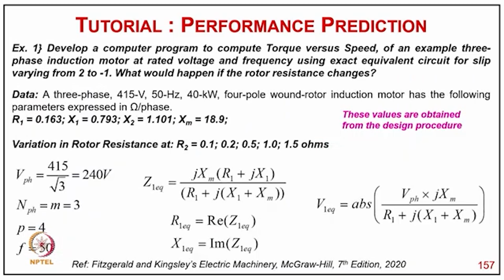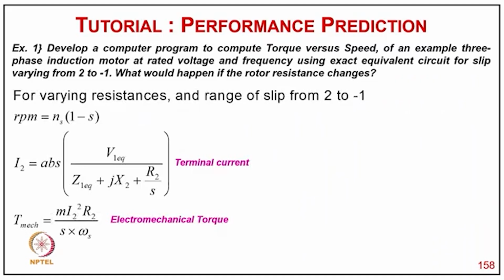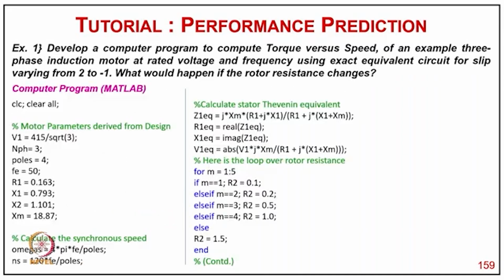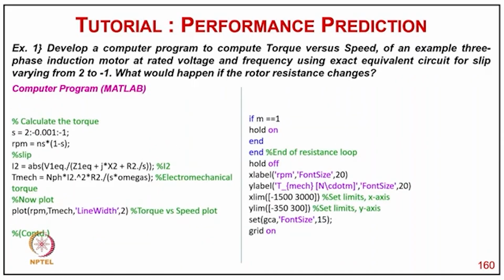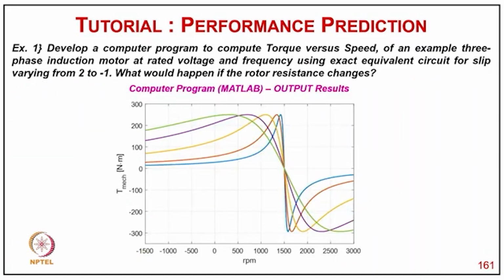Typically here the motor data are given, like a 415 V, 40 kilowatt, 4 pole slip-ring induction motor, and the equivalent circuit data are given. From this you can find the performance, like the equivalent impedance from the parameters and then the Thevenin equivalent, and then you can go ahead with all the calculations. Similarly, you can go for the speed calculation, then the terminal current, then the mechanical torque calculation. This is typically how you can write a program code for the calculation in MATLAB, which is very simple nowadays. You can do the repetitive calculations for these motors very quickly, and similarly calculate all the parameters and these characteristics.